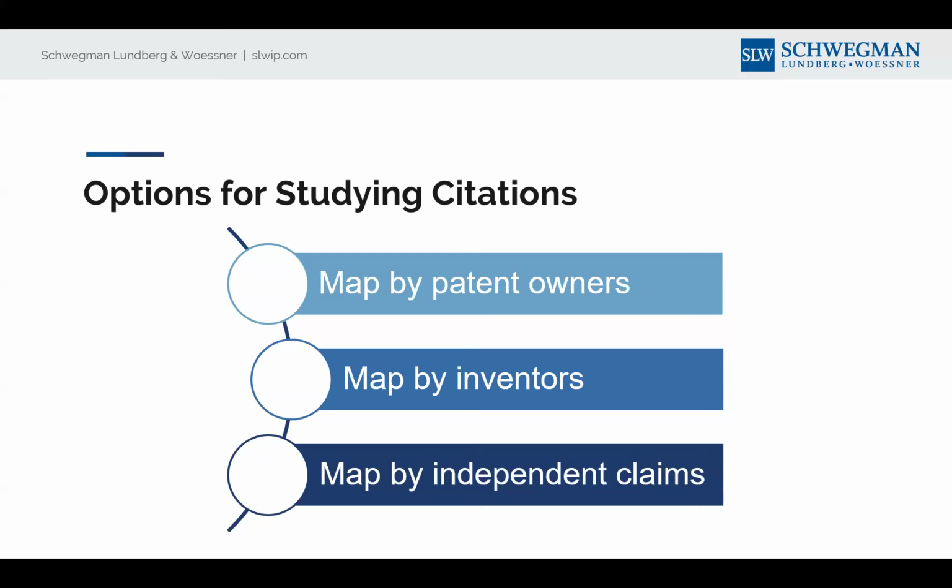And the third type of map is to map directly by independent claims. That gets more to the heart of what is technically known and invented in any particular patent, and how that incremental invention is used later on, perhaps in other technology areas, perhaps in the same area. Next slide.